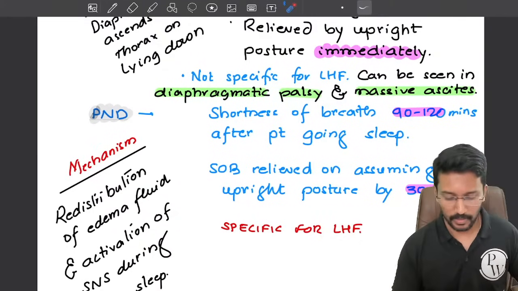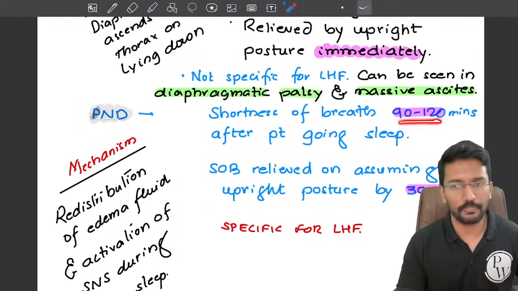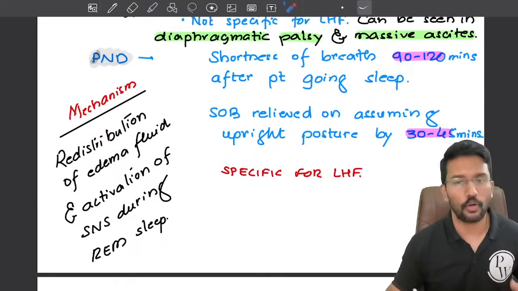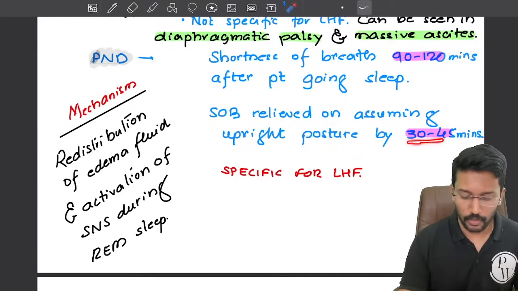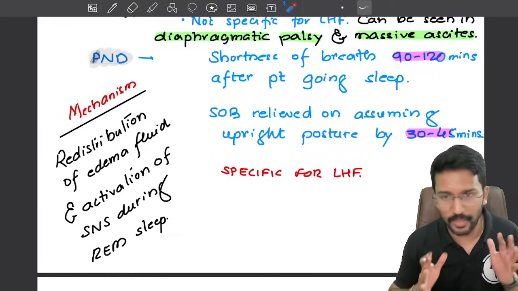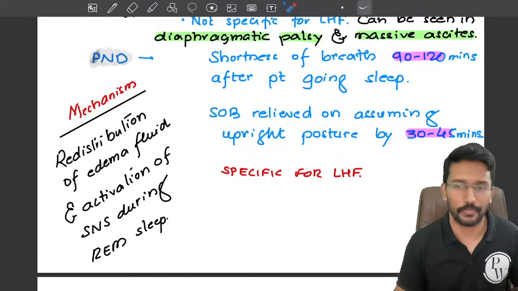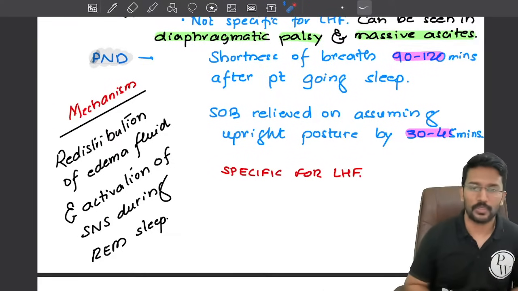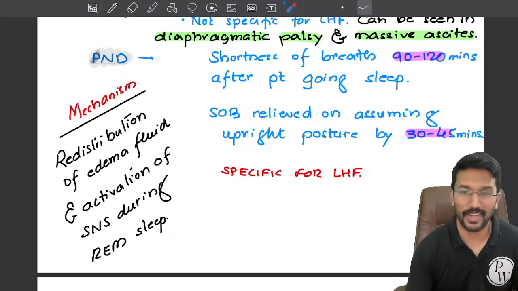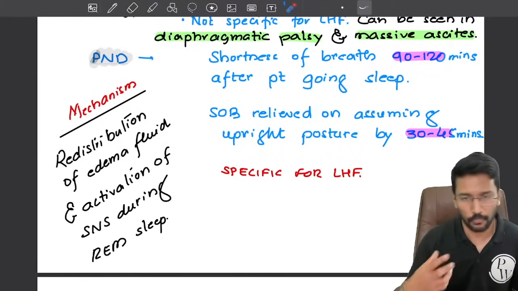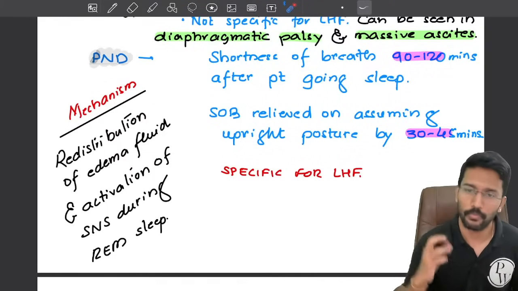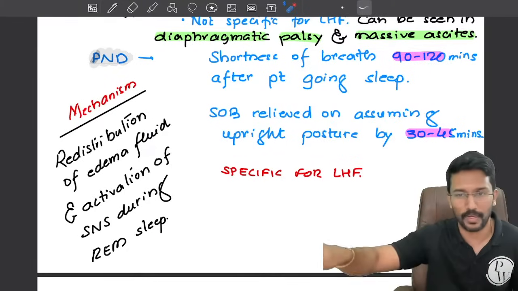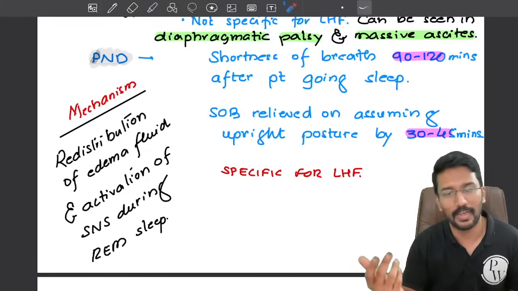Because in PND, there is shortness of breath around 1.5 to 2 hours after the patient goes to sleep. He will feel short of breath, get up, and then around 30 to 45 minutes after he gets up and takes the upright posture, he will feel relief. The reason behind that is two. One, when I lie down and go to sleep, slowly all the fluid that was there in my legs as edema will come back to the veins. From the veins, it will come back to the right heart. From the right heart, it will go to the lungs and cause congestion there, because it cannot go to the left heart since the pressure on the left side is already high.